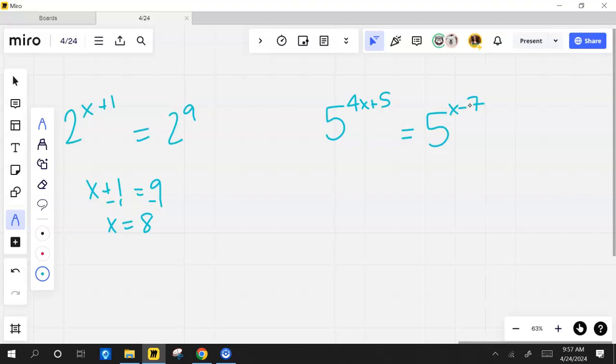Can I still drop the bases and set the exponents equal? Yes. So I can still say that 4x plus 5 equals x minus 7. And now I can go through and solve that. What should I move first?